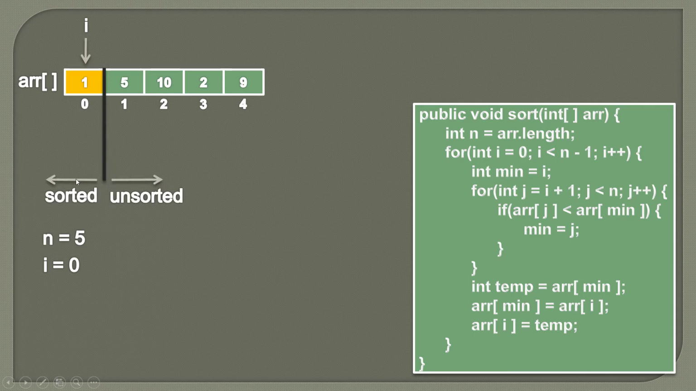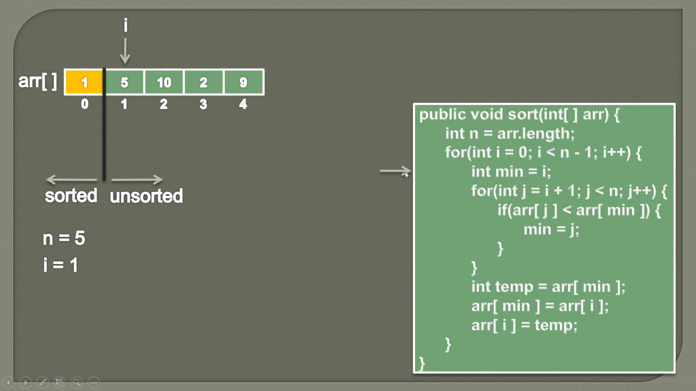So now this 1 will go into the sorted part, and rest of the elements will still be in the unsorted part. So the call will reach here in the outer for loop, will increment I by 1, so I will become 1. So now I will point to this index, which is 1.